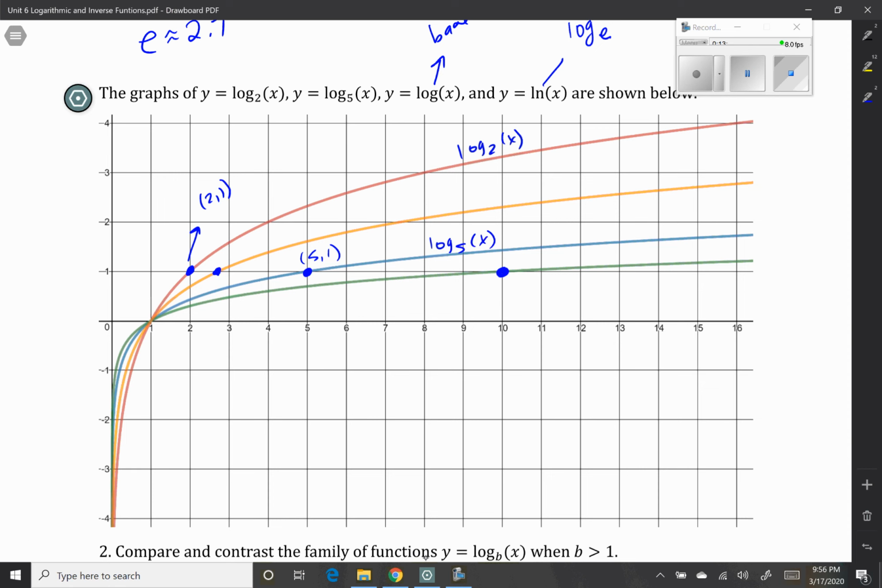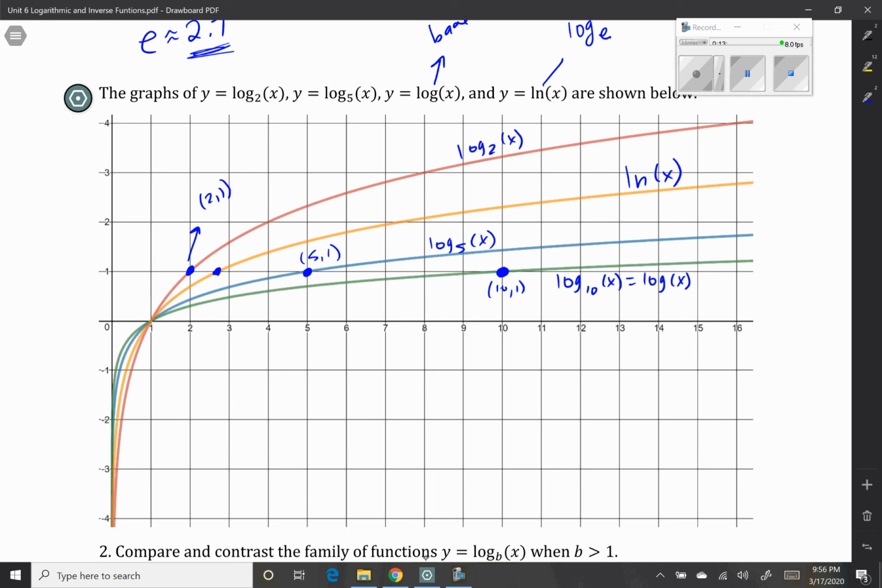The green graph has a point of (10, 1), which means this is log base 10 of x, which is the same thing as just log of x. Remember, base 10 we could just write as log. It's like shorthand. Leaving us with this orangey colored one, which is somewhere between 2 and 3, approximately my e value. So this is going to be the ln of x.